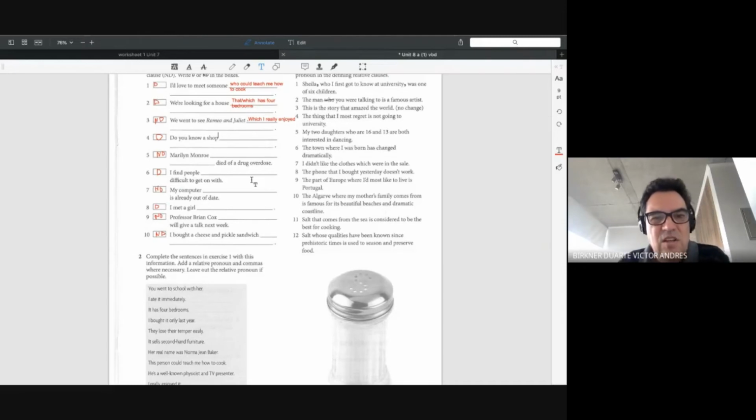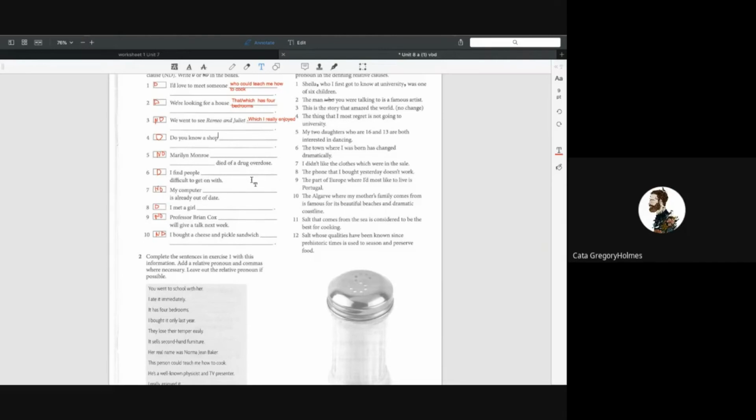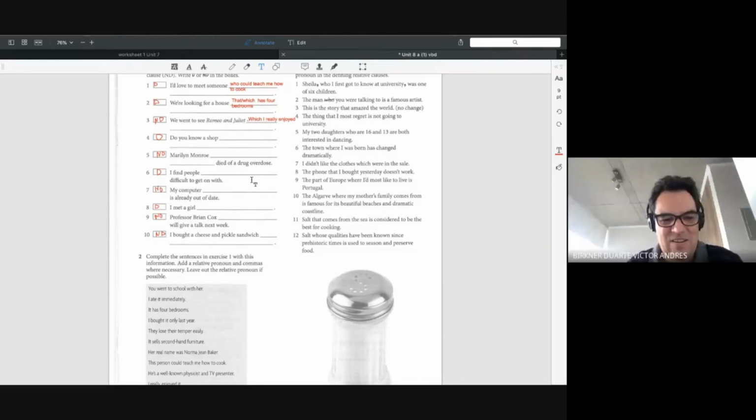Very good. Then we have, do you know a shop that sells second-hand furniture? All right. Very good. That sells second-hand furniture. Don't pay attention to the capital letters, just because it's the computer, right?